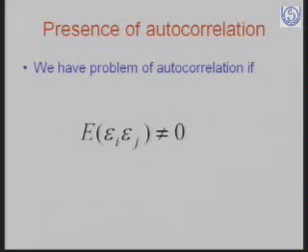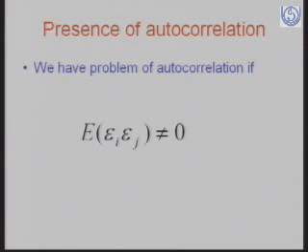Now let's come to the topic of autocorrelation. When does autocorrelation come up? Autocorrelation comes up when a particular assumption in the OLS model is violated, when the assumption is violated that the expectation of epsilon i epsilon j is equal to 0, that is, when it is not equal to 0.